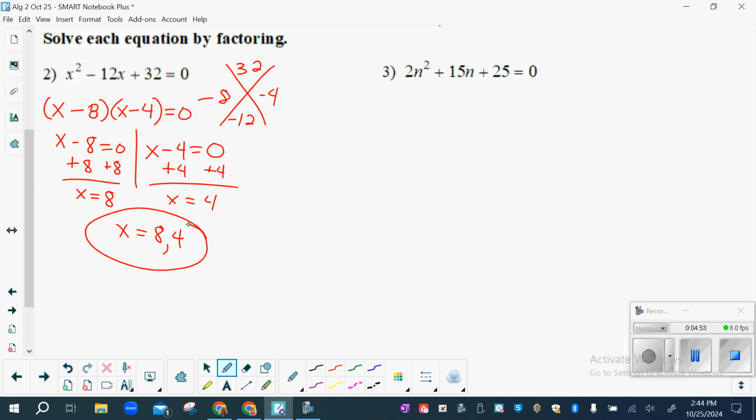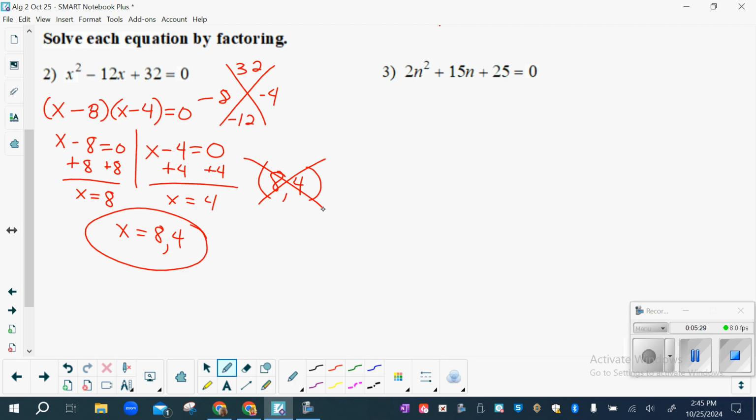I'm getting a lot of students that are wanting to write their answer like this. Why do we not want to write the answer like that? That's for a point. This is not a point, this answer. This is two separate numbers. If we took 8 and substituted it back into our equation, what would we get? 0. That's right. What would we get if we substituted 4 back into our equation? 0. So both of those will give us 0 when we substitute it in.